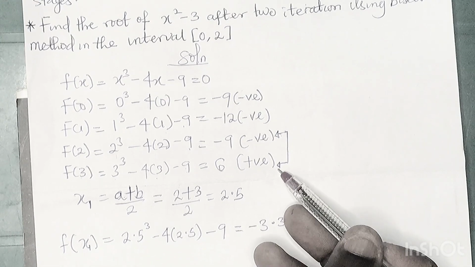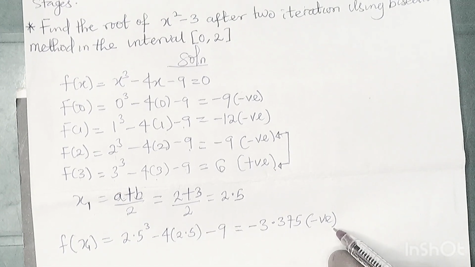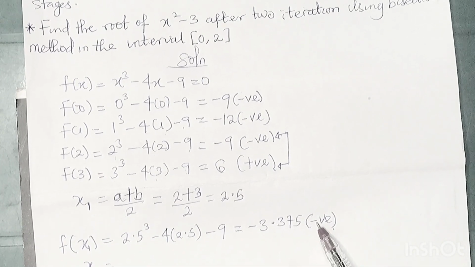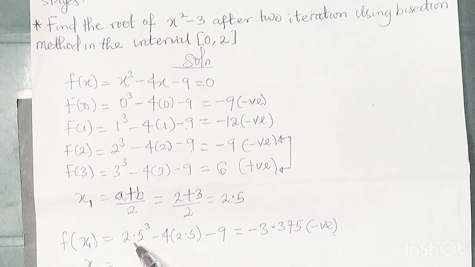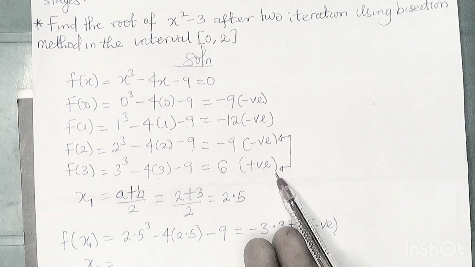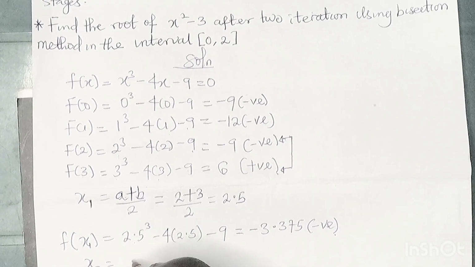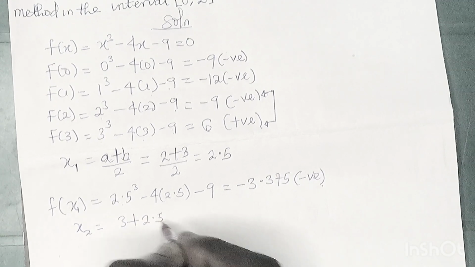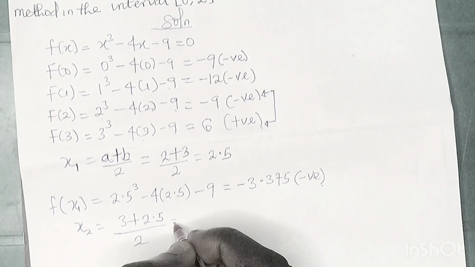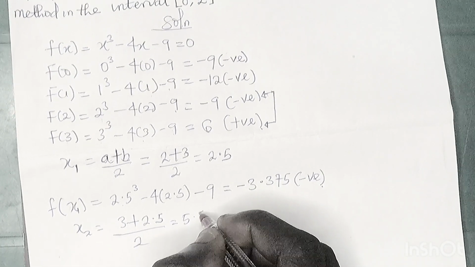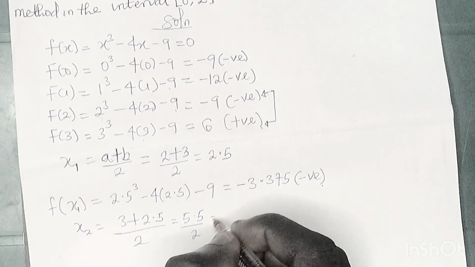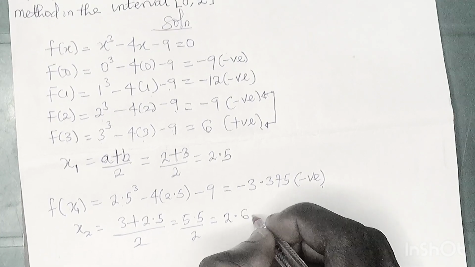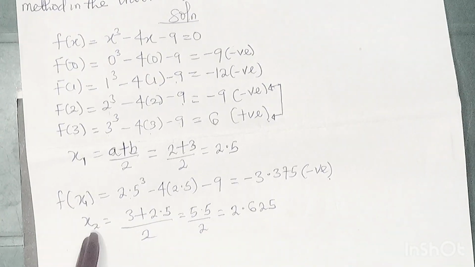Now, you can see my nearest thing, I have a positive and I have a negative. Then I can now get my x2. My x2 will now be, what number do I use to get negative here? 2.5, that's my x1, which is 2.5. And what number do I use last year? 3. So my x2 will be 3 plus 2.5 divided by 2, that will give us 5.5 divided by 2, and that will give us 2.625. This is the second iteration.